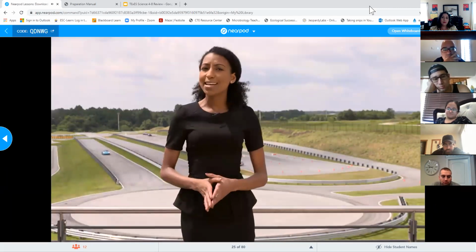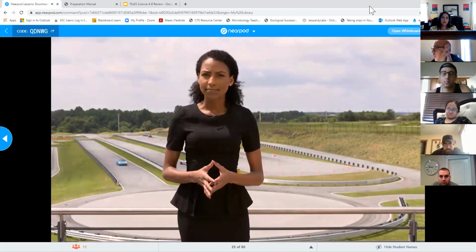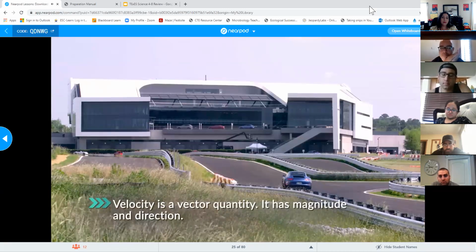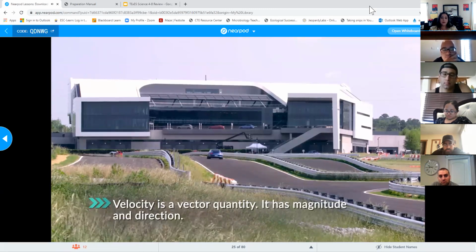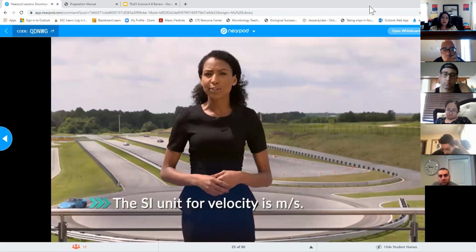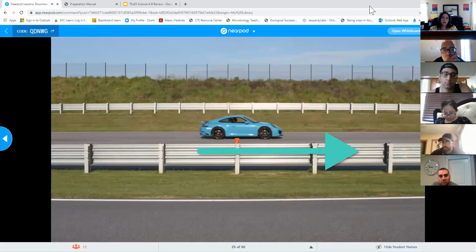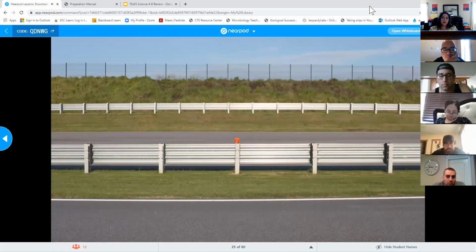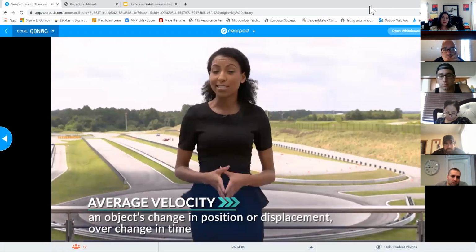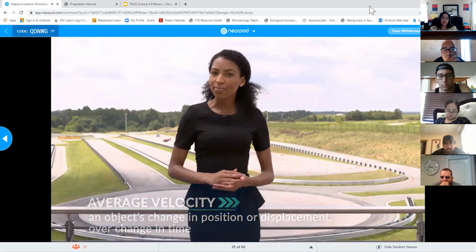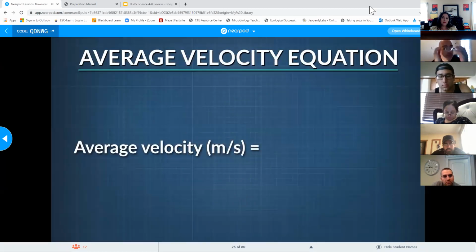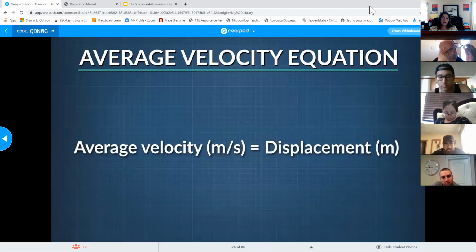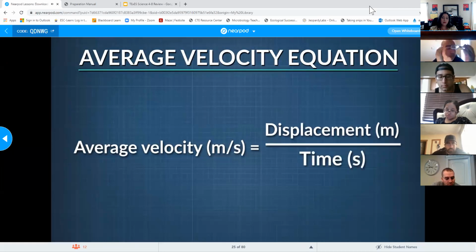Okay, we've talked about speed as a scalar quantity. What about velocity? Velocity is a vector quantity. It means it not only has a magnitude, but it also has direction. The SI unit for velocity is also meters per second. So when a car speeds past again, its speed is 71 miles per hour, or 30 meters per second. But its velocity is 30 meters per second going right. Average velocity is an object's change in position, or displacement, over change in time. We can calculate it using this equation. An object's average velocity in meters per second is equal to its change in position, or its displacement, in meters divided by the change in time, in seconds.